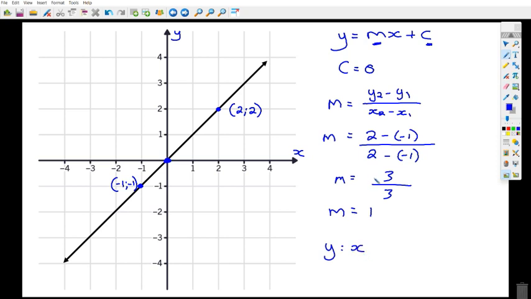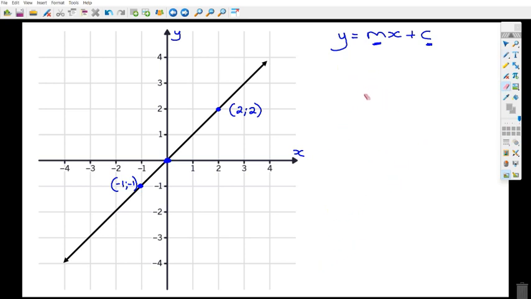Or something else that they could do if they don't give you 2 points is this. Instead of using the gradient formula, because the gradient formula needs 2 points, what if they only give you one other point other than the origin? Let's say they give you only this point, and they say that that is 2 and 2, what happens then?